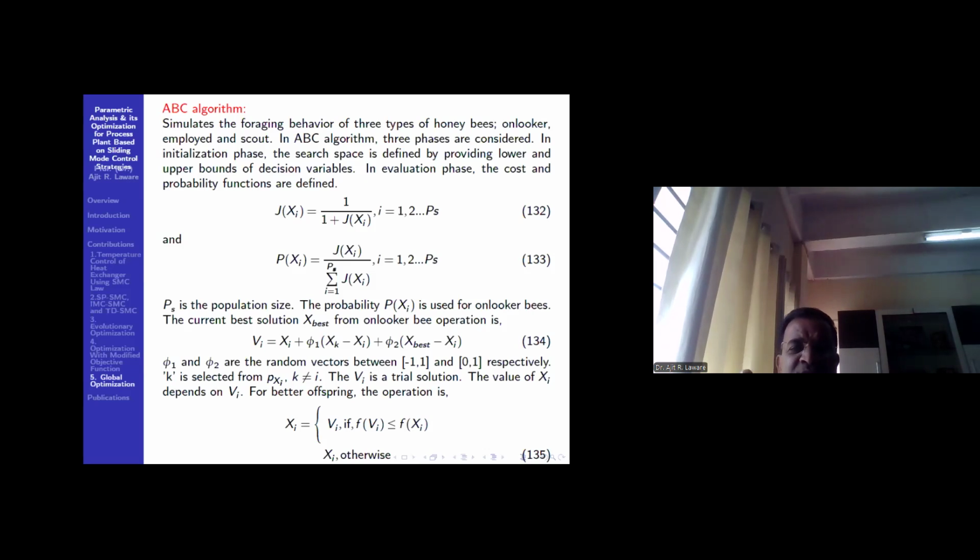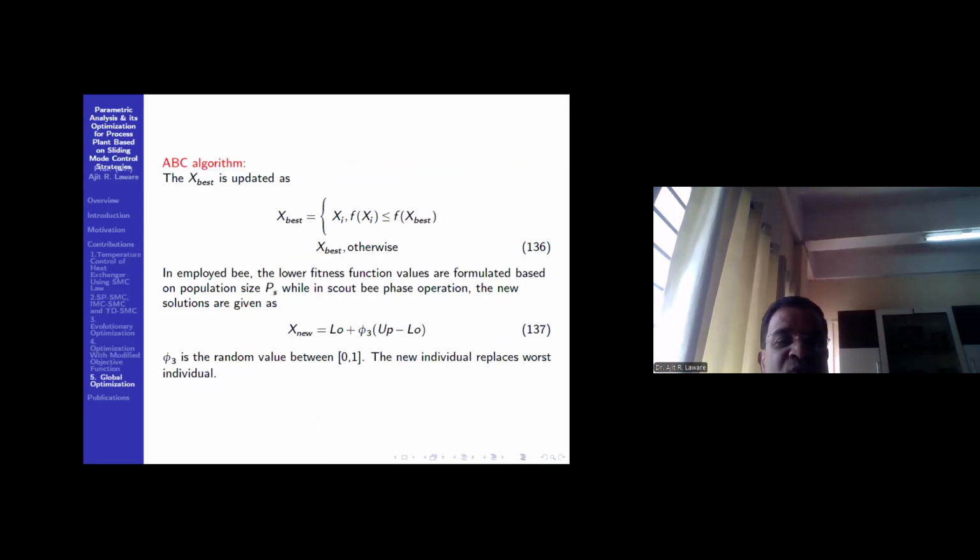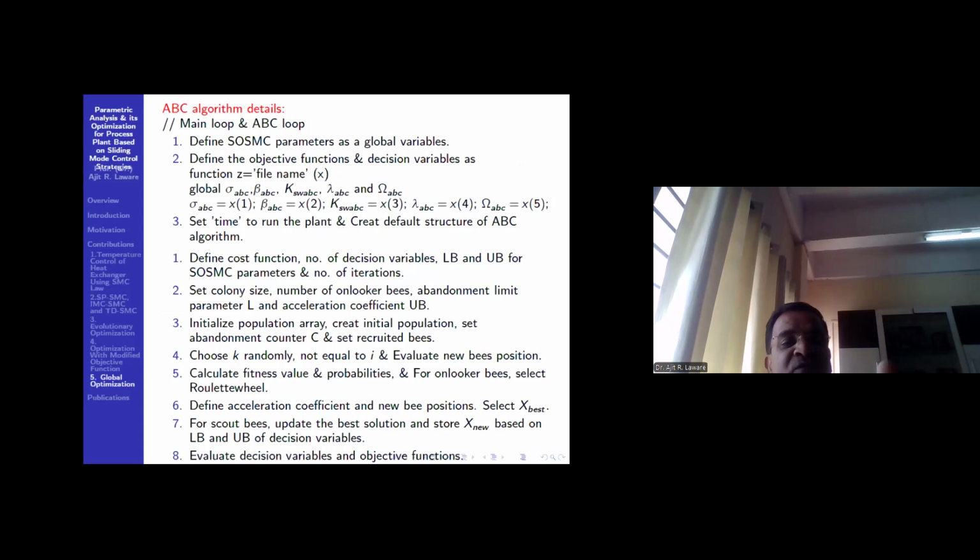So this is the natural connection with the technical issue here. Expressions 132 and 134 are nothing but the probability function and the cost function, whereas V, velocity, and X best position are given by the onlooker, employed, and scout bees. X best position relates to the onlooker bees, and expression 137 is related to the scout bees.